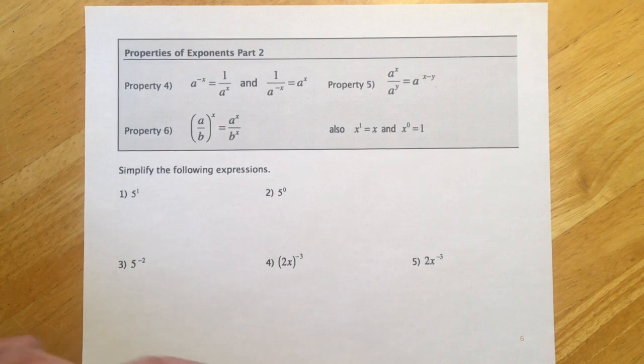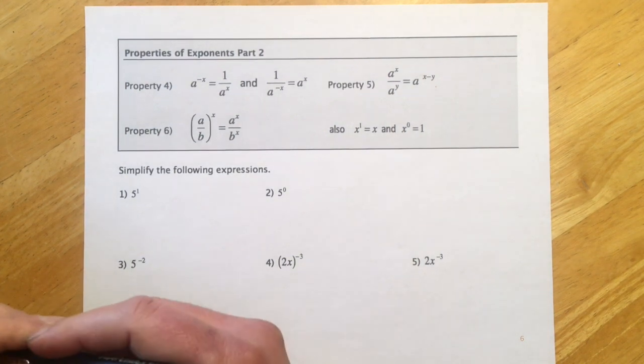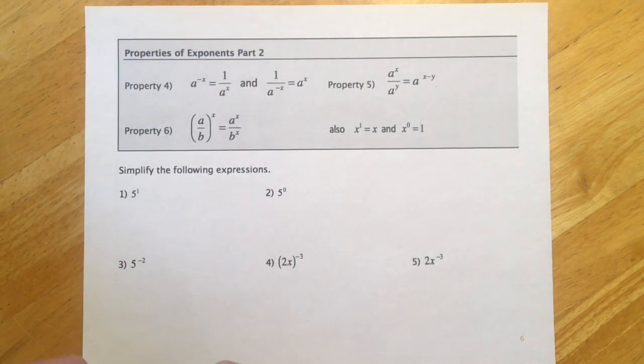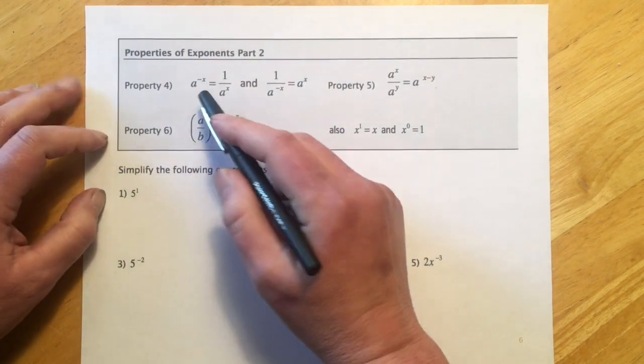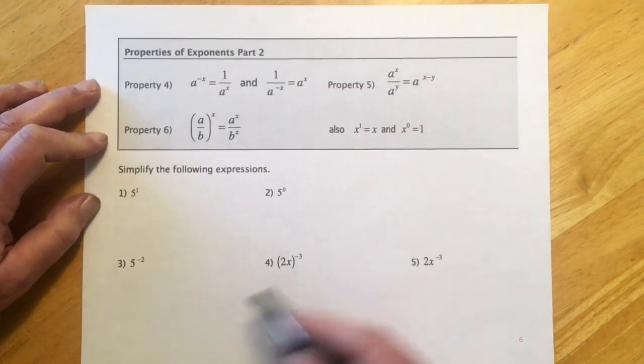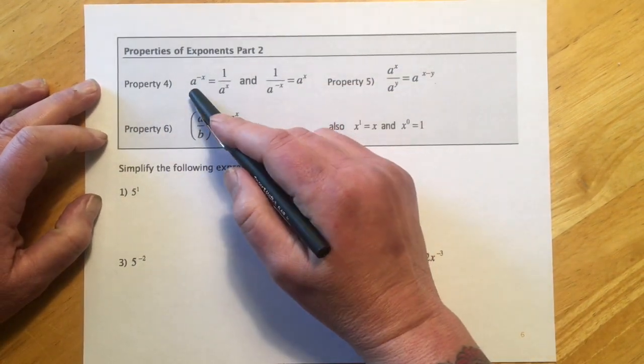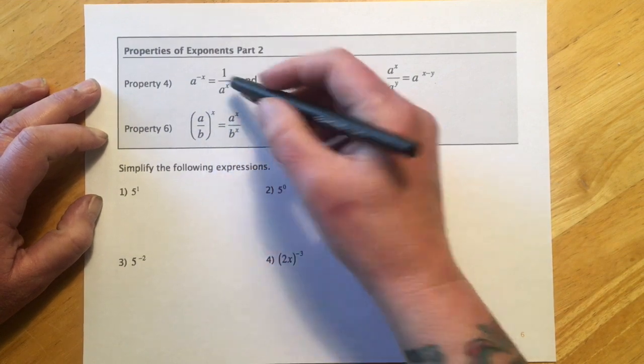Okay, so this is kind of our part 2 of properties of exponents. These ones are all dealing with division and exponents. I'm going to go through the properties first, and then we'll do some examples. So property 4, this is the one that causes people trouble.